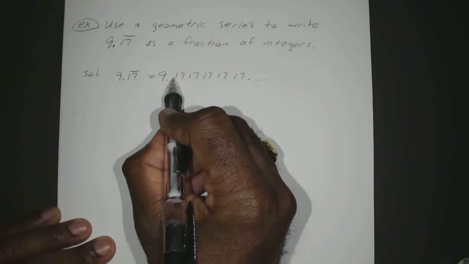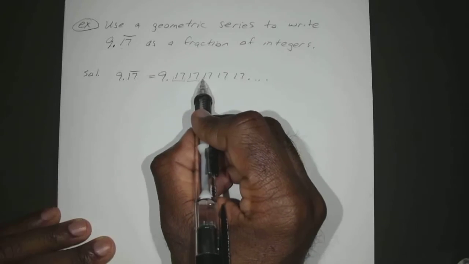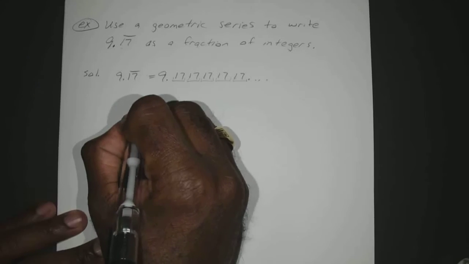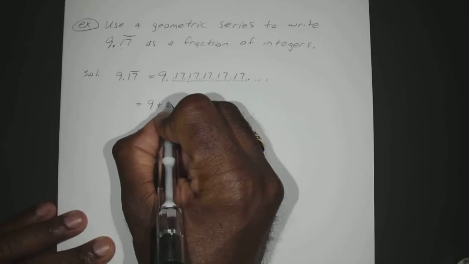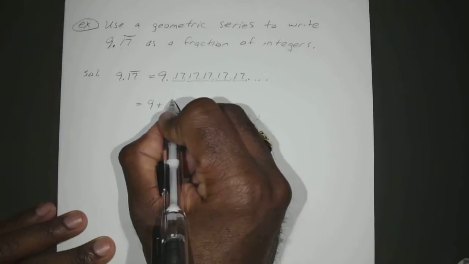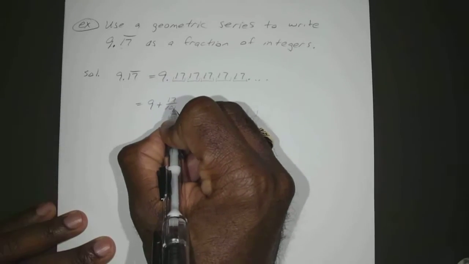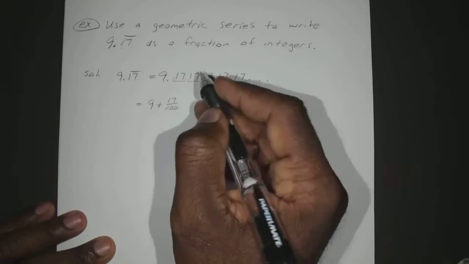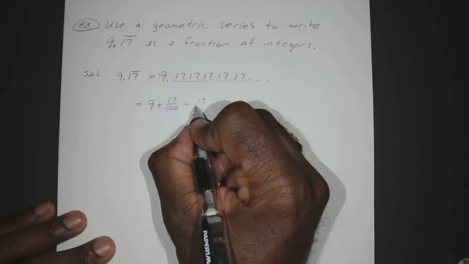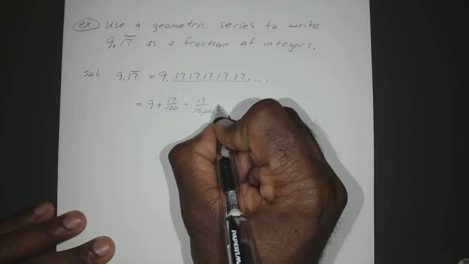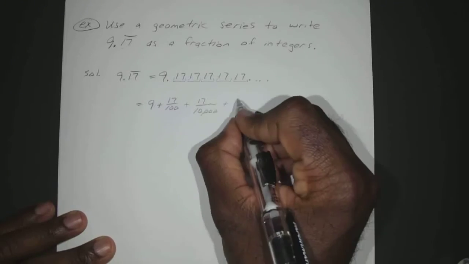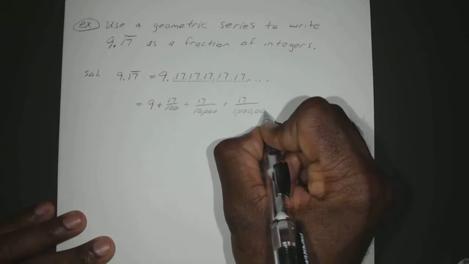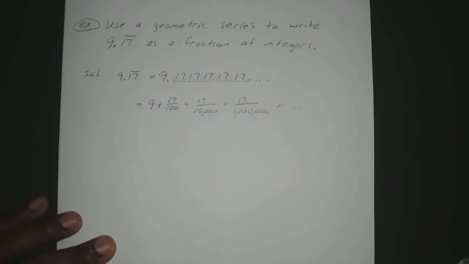Okay, so we can actually get each of those 17s and write them as a sum. So this should just be 9 plus, this is 1700, so that's 17 over 100. This is 17 ten-thousandths, so it's plus 17 over 10,000, plus the next one is 17 millionths, and it just keeps on going from there.